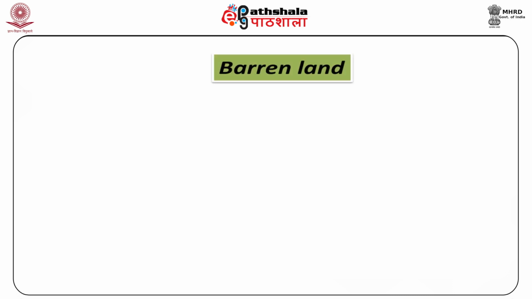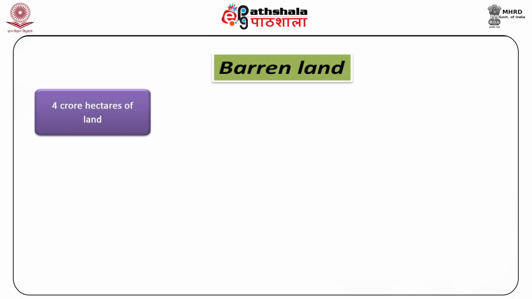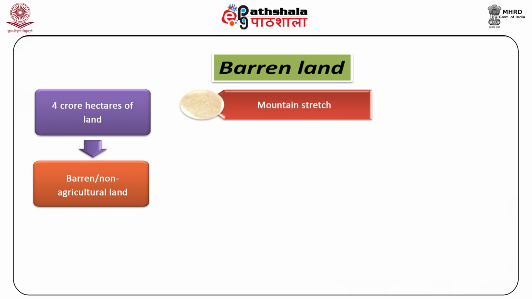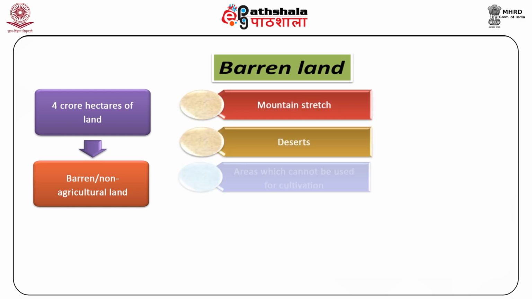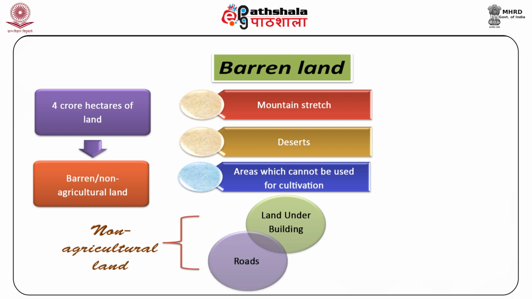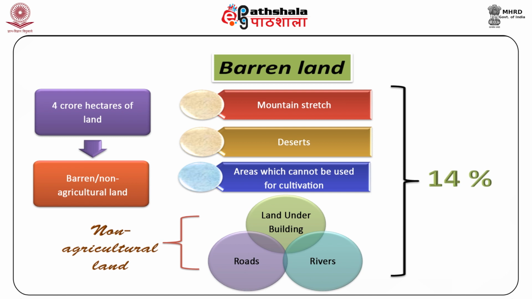Barren land. Around 4 crore hectares of land is barren or non-agricultural land. Barren land includes mountain stretches, deserts, or areas which cannot be used for cultivation. The non-agricultural land includes also land under buildings, roads, and rivers, etc., which are non-cultivable or habitable. This in total accounts for approximately 14% of the total area.